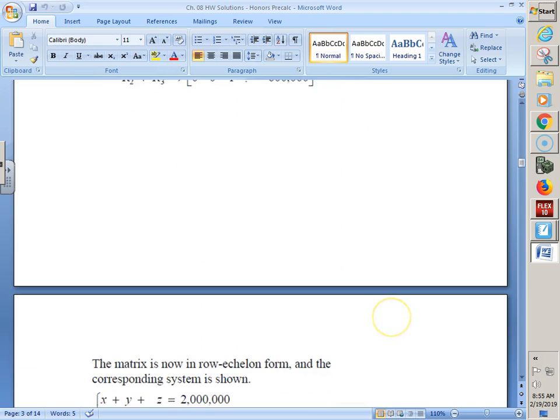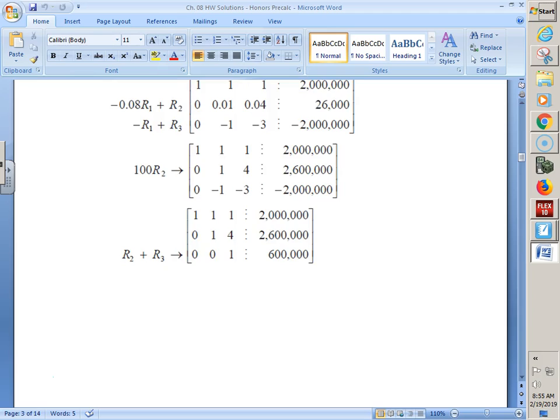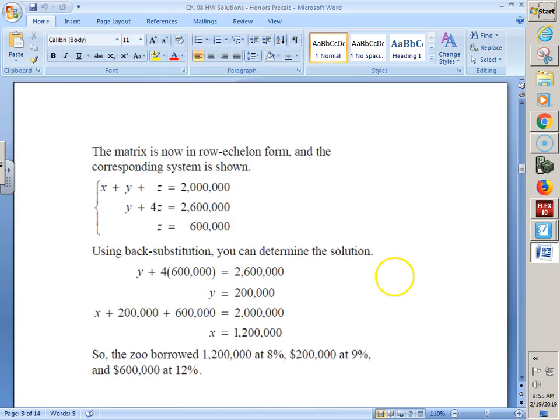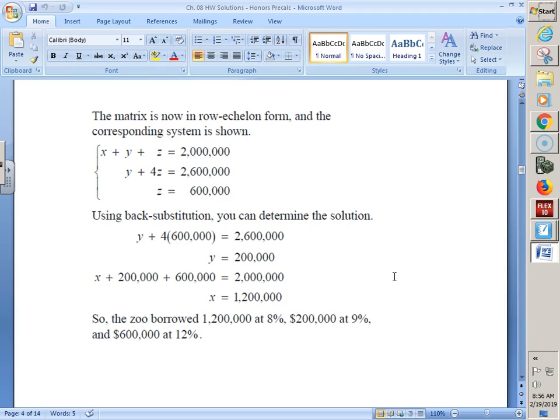They actually were lazy and said, forget it, I'm tired. And they didn't do RREF, if you notice. They just got one, 600,000, went back, and plugged in. And they got the other one, and then they got the other one. Final result being, oh, where's their answer? Oh, sorry. 1.2 million at 8%, 200,000 at 9%, and 600,000 at 12%.